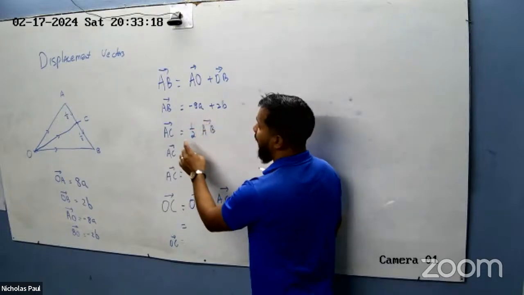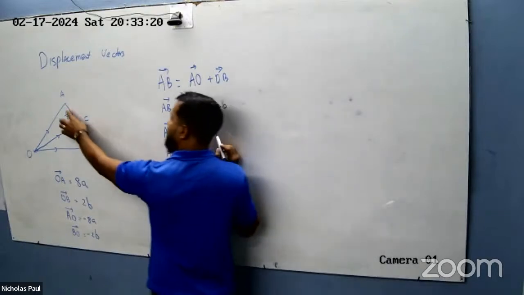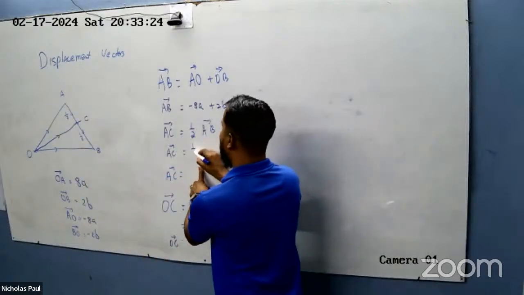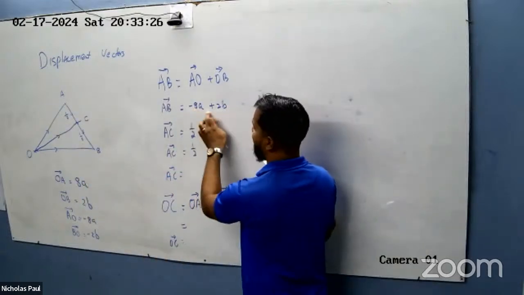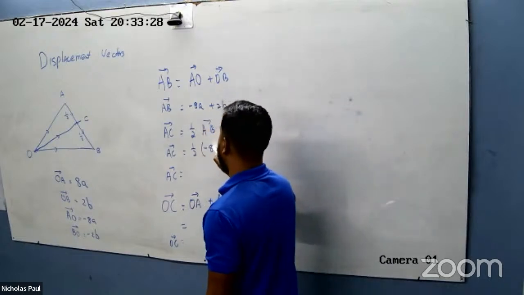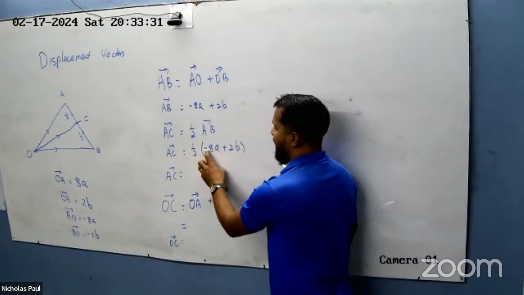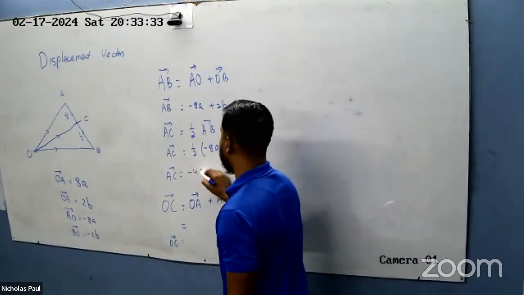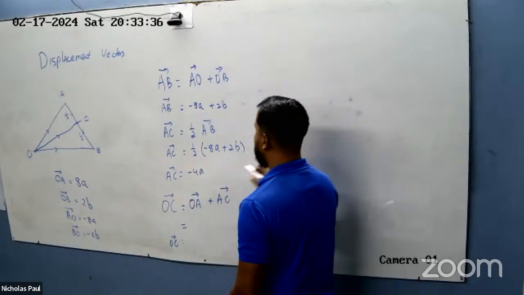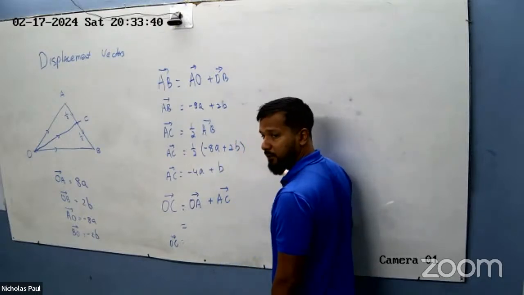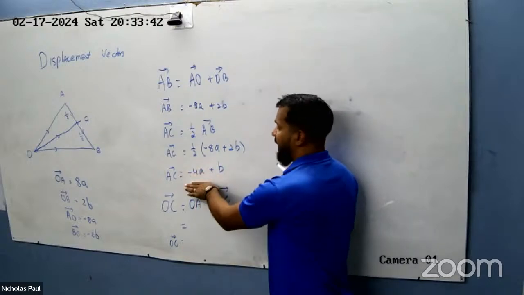All right? How do we find AC now? AC is a half of this whole line. So it's a half of AB, so it's a half of minus 8A plus 2B. Half of minus 8A is minus 4A. Half of 2B is B. Right? And that's it. That's how you find AC.